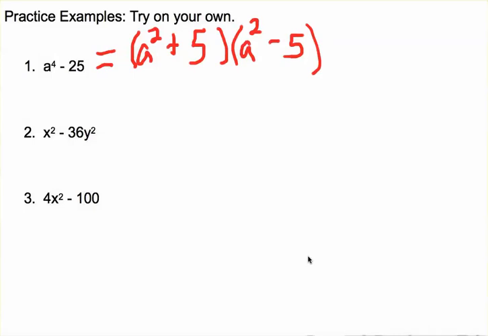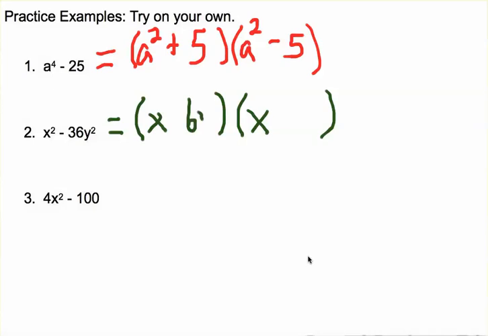For the second one, x squared minus 36y squared. Again, both terms are perfect squares, it's a binomial, and they're separated by subtraction. So I open up my double bubble. The square root of x squared is x. The square root of 36y squared is 6y. Sorry about the handwriting, I'm using my fingers to draw these, and it's not very easy. Anyway, you make one of them plus, one of them minus, and then you're all done.